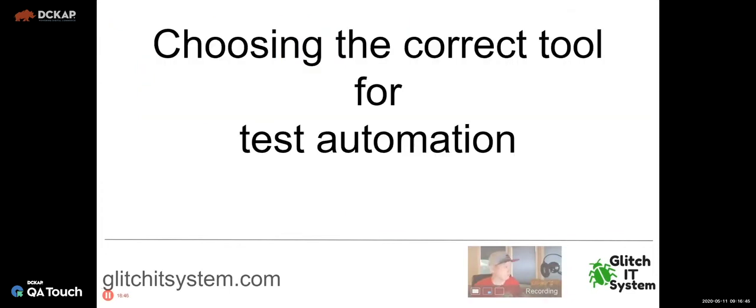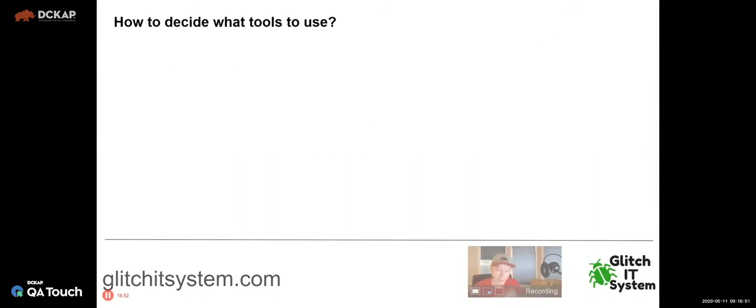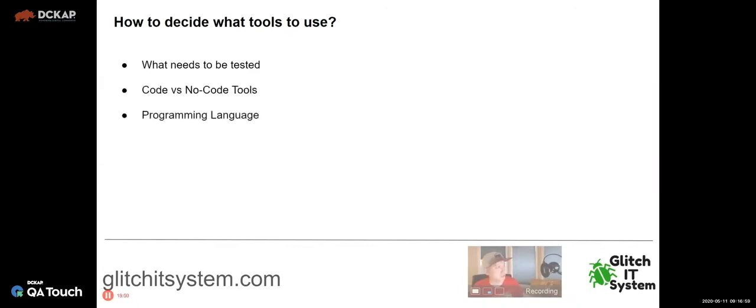All right, so switching gears a little bit. Choosing the correct tool for test automation. I'm mostly talking about web front end stuff. So how do you decide what tools to use? You need to figure out what you want to test: code versus no code, programming language, open source versus paid, reporting, and integration support. Obviously, what to test means, is it a desktop app? Is it a mobile app? Is it a web app? Is it API? Those are the what to test.